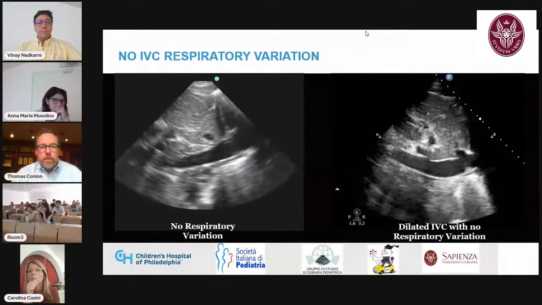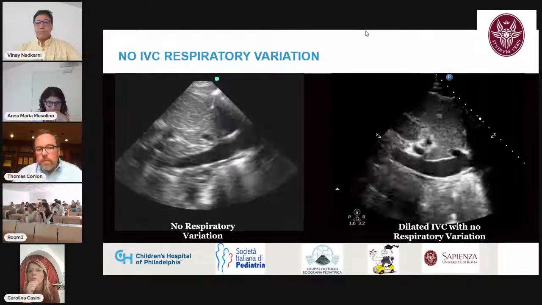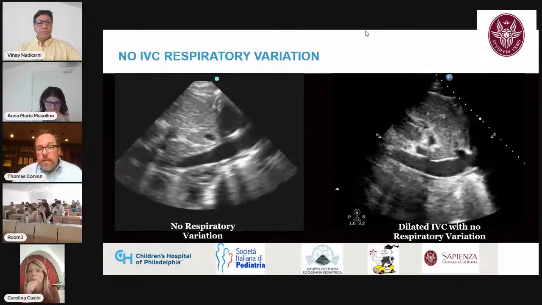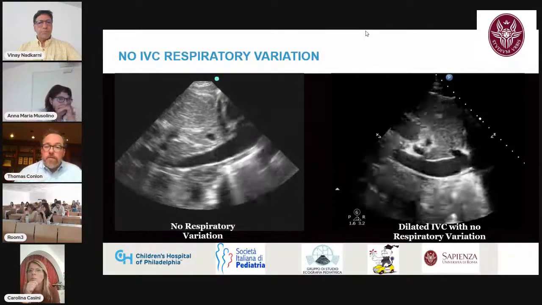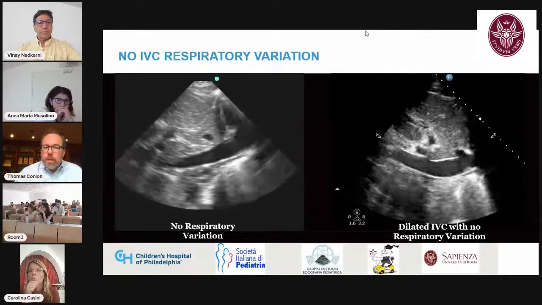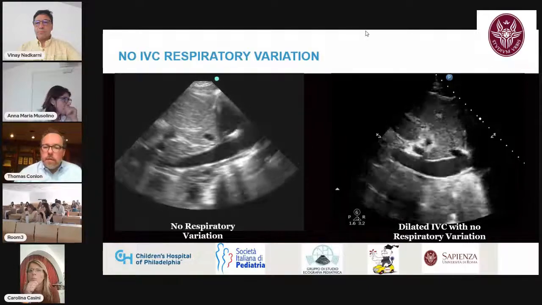Here we can see pictures of inferior vena cavas that don't have respiratory variability. They may be preload sufficient or have enough volume in there already, or there might be some cardiac dysfunction upstream of the inferior vena cava that I need to assess.